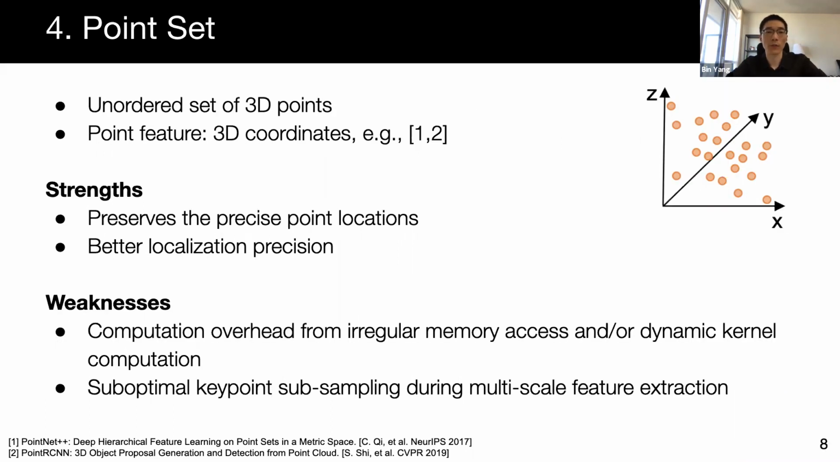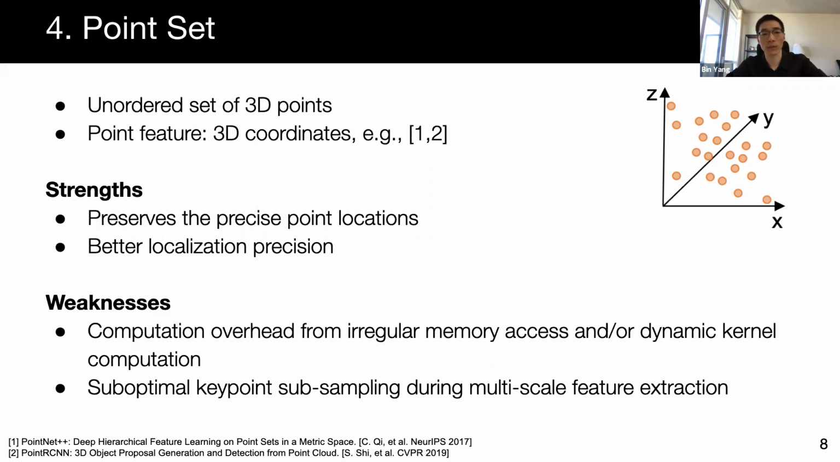While previously introduced representations all discretize the irregular point clouds into regular 2D and 3D grids, we can also use its raw representation as an unordered set of 3D points, where 3D coordinates are used as a point feature. We then apply point-based neural networks for feature learning. Unlike grid-based representations, the point set representation doesn't have discretization error, as precise point locations are preserved. As a result, this often leads to a better object localization precision.